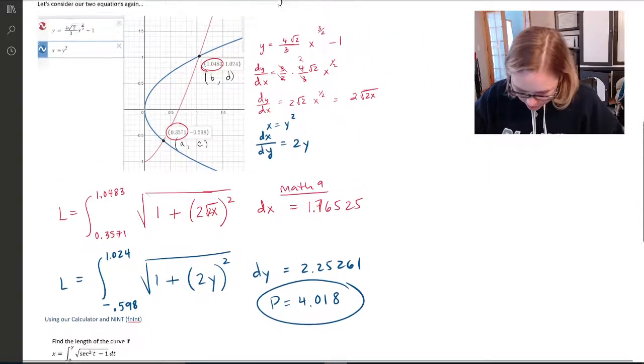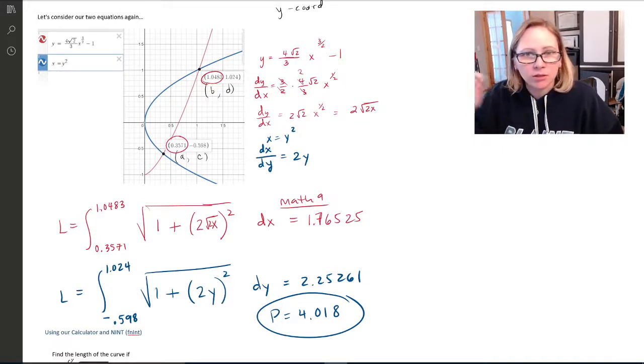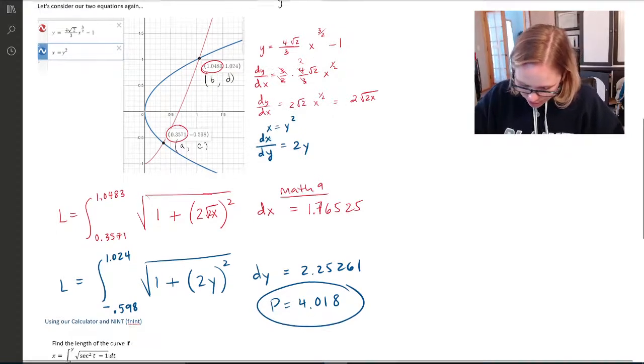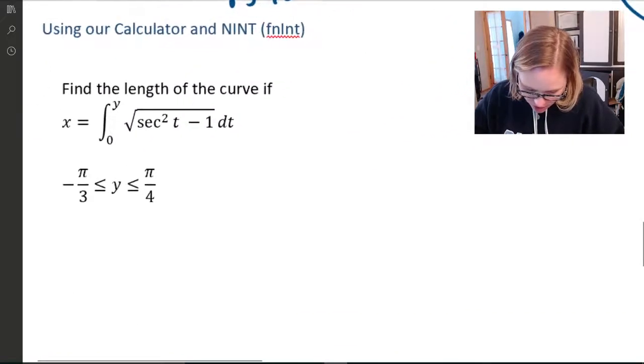So that's how we find the length of a curve for nonlinear problems. So not a straight line between the 2 points, it's a curve. It would be like laying a string around the curve and measuring that string. So let's go ahead and practice a little bit more.